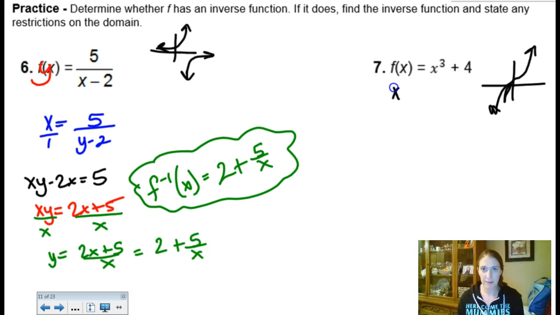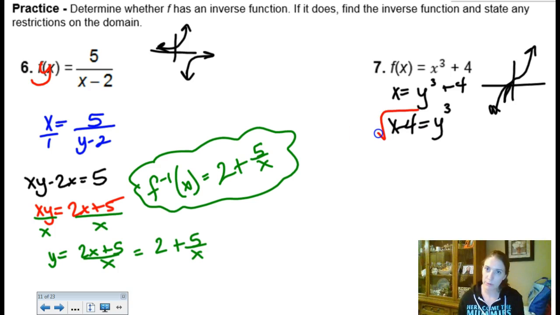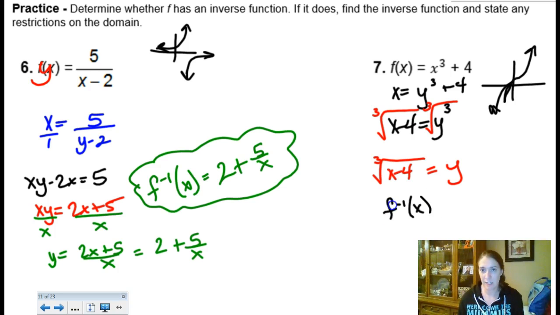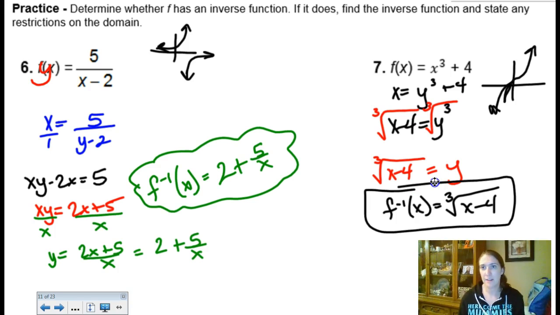So I'm going to switch the x and y around. So x equals y to the third power plus 4. Solve for y. So x minus 4 equals y to the third power. And then cube root both sides. Now don't forget, when you do odd roots, cube root, fifth root, so on, you do not use a plus or minus. And then the only thing I'm going to fix is I'm going to call it what it is, which is f to the negative 1 of x. Inverse function, f of x equals the cube root of x minus 4. There we go. And I have not restricted any domains on any of these. That was on purpose.